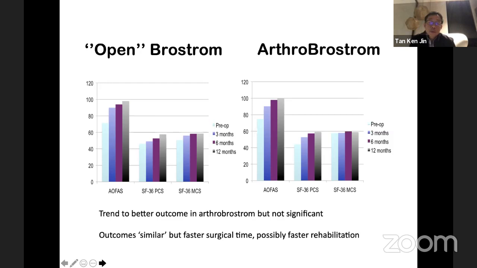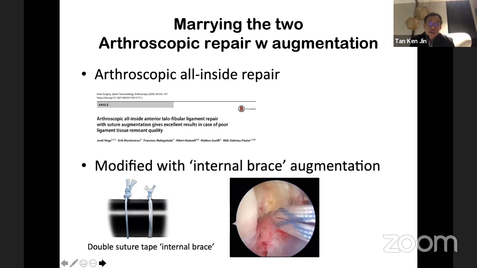So how can we marry the two advances, one being an arthroscopic repair, the other being some sort of suture tape augmentation? I'll show you a little bit about what I think is a good way that I've been repairing these ligaments for the past 6 to 9 months.